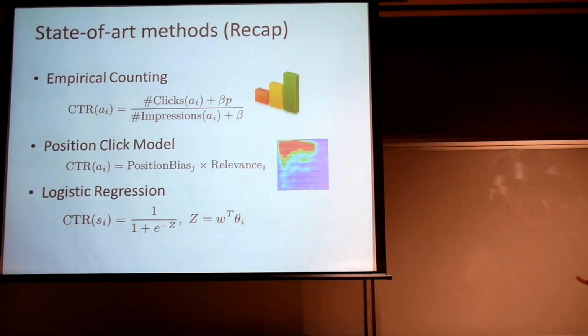All of these three methods are simple and scalable to large scale data sets, but they all have limitations. As I mentioned in the previous presentation, the first two methods, the empirical counting and the position click model, use only a limited set of features. And the logistic regression model can only generate a linear separator of the feature space. Our experiment has also shown that none of these models performs the best in our specific problem.